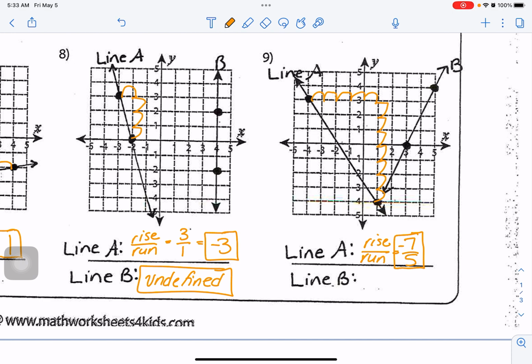Okay. Line B, last one, rise over run. 1, 2, 3, 4. And I go over 1, 2. 4 over 2 simplifies down to a whole number. So if it simplifies down to a whole number, we can write it as a positive whole number. And then I say, okay, is it positive or negative? That's a positive 2. That is how you find the slope of a line on a graph.